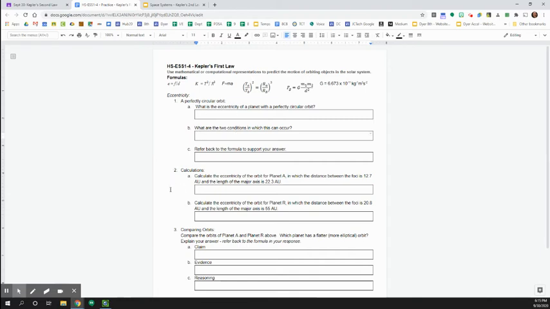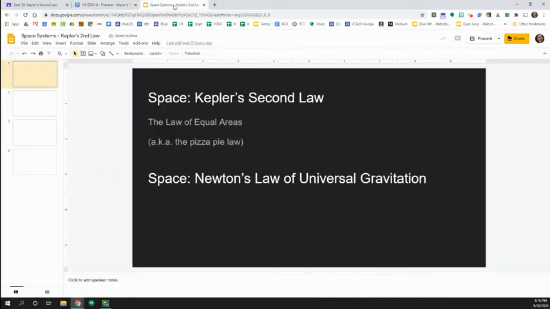Everything else, just use the notes that we took on the day that we did Kepler's first law, and make sure that you use those notes to help you answer these questions. This will be very similar to what your quiz looks like on Thursday.